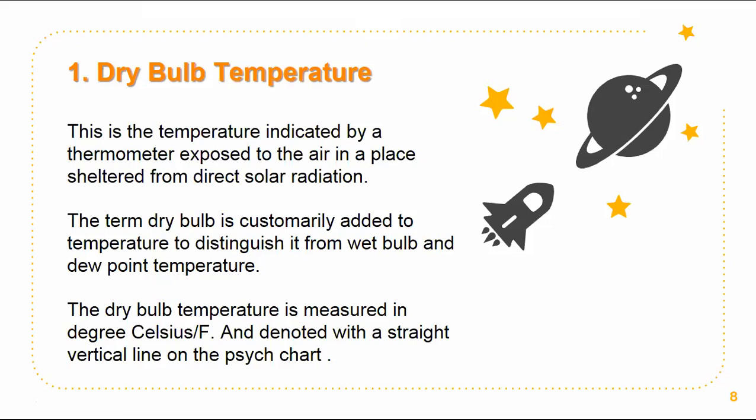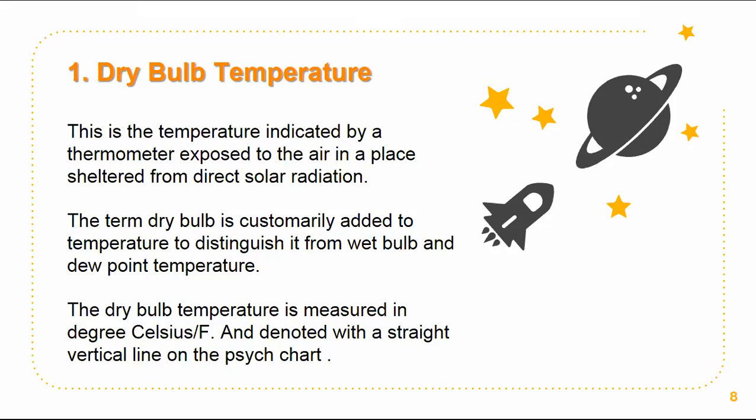So when we speak of the dry bulb temperature, this is to be simply understood as the temperature indicated by your thermometer when it is exposed to air in a place sheltered from direct solar radiation. If it's not directly heated by the sun, then the temperature that is registered by your thermometer is said to be the dry bulb temperature. Now, the term dry bulb is added to the temperature term to distinguish it from the wet bulb and the dew point temperature, because you know we have 3 temperatures: dry bulb, wet bulb, and dew point temperature.